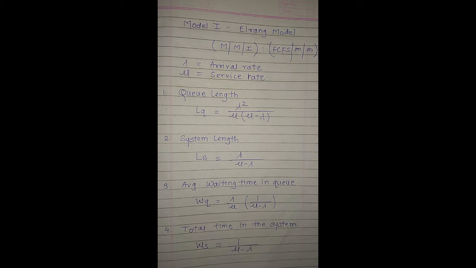Fourth formula is to derive the total time in the system, that is W_S, which is equal to 1 divided by mu minus lambda. Now the next formula is to calculate the utilization factor.